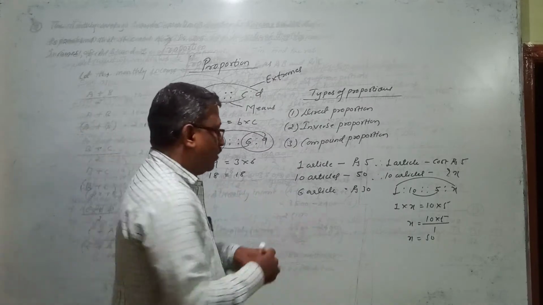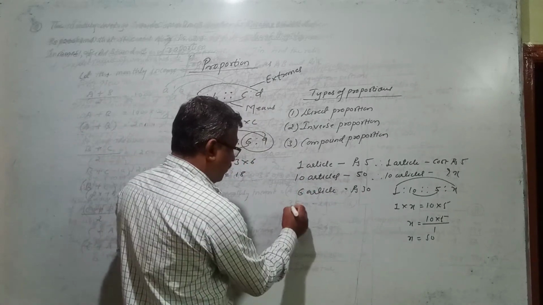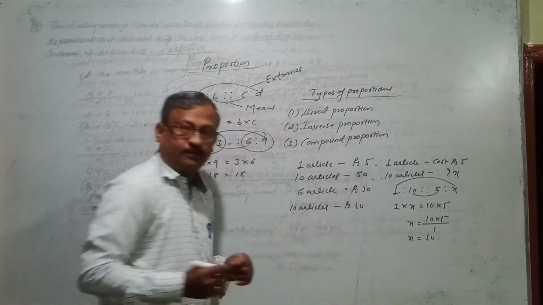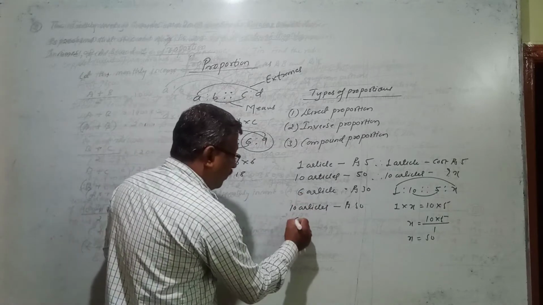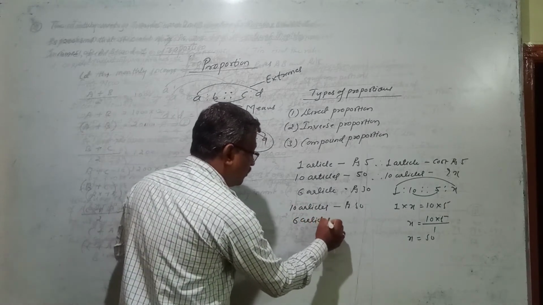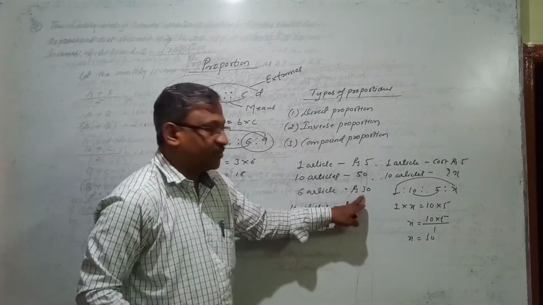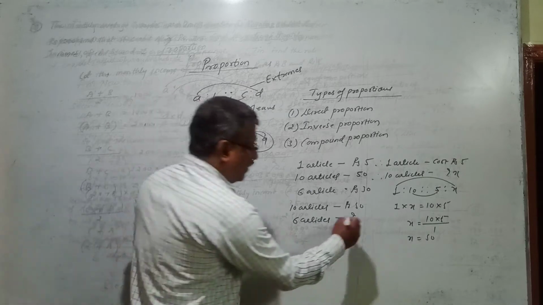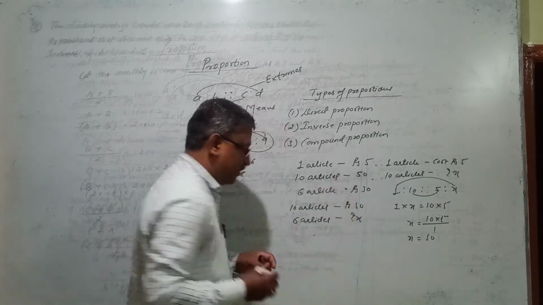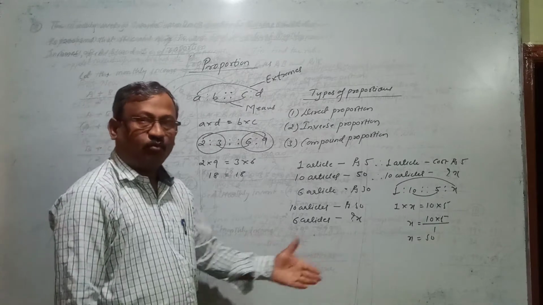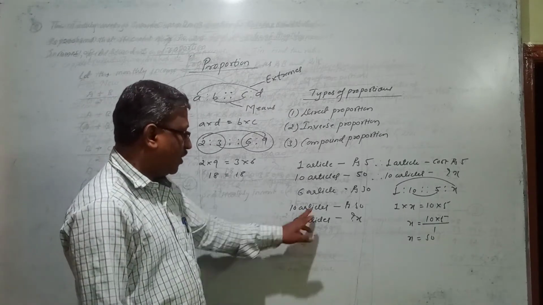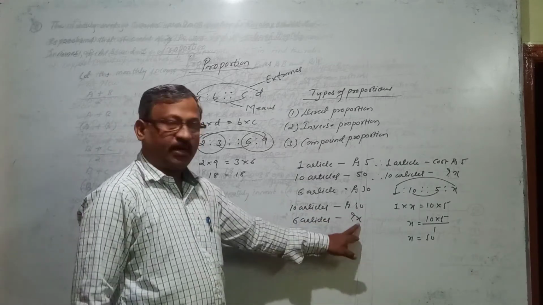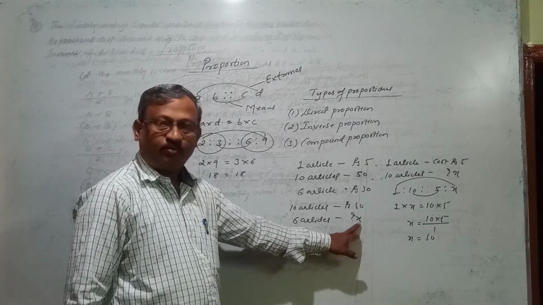Or suppose we know that 10 articles cost me 50 rupees. What I want to know is the cost of 6 articles. Suppose the cost of 6 articles is not known. Clear? So let's assume the cost of 6 articles is rupees x. And again, you have to put the equation like this. 10 articles cost 50 rupees, then what will be the cost of 6 articles? I don't know the cost of 6 articles, so I am assuming it as x.